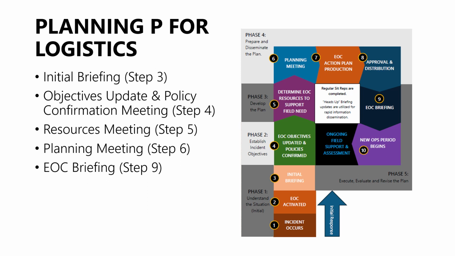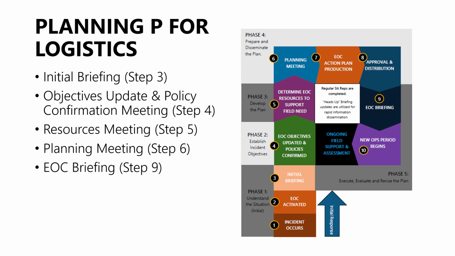Then we go to step 4, the objectives meeting. What are our EOC objectives going to be? Start to get some of that policy down. What's the flow of information in and out, any kind of policies like that? What are we doing for that? The resource meeting, that is going to be key. What resources are we going to be needing?